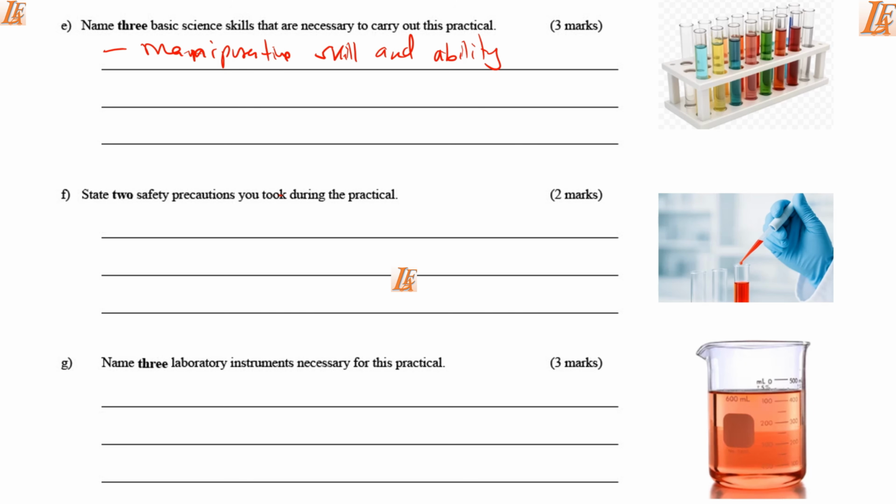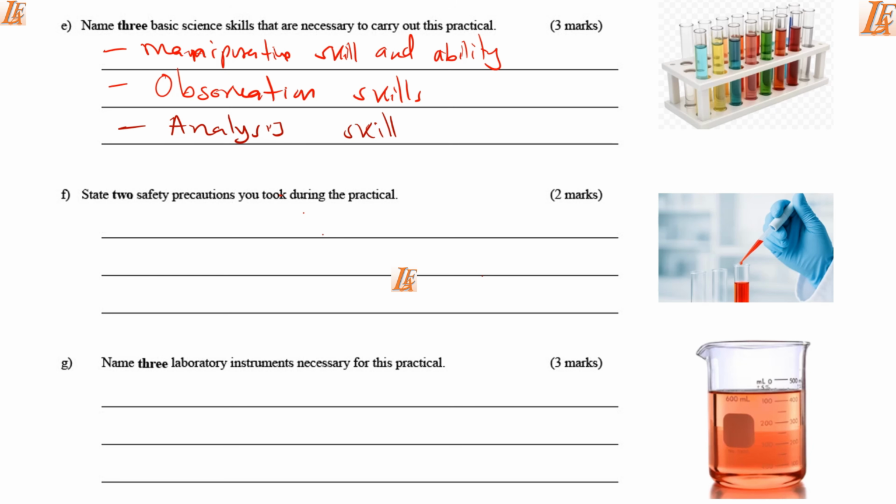Another skill that we needed, remember you were seeing color changes. So in that case, you need observation skills. You needed observation skill for you to see color change and even to compare with the indicators. Therefore, in that case, you also needed what we call analysis skills.